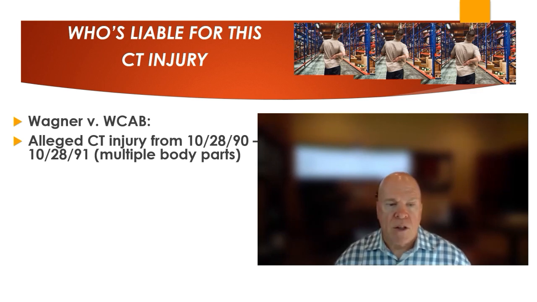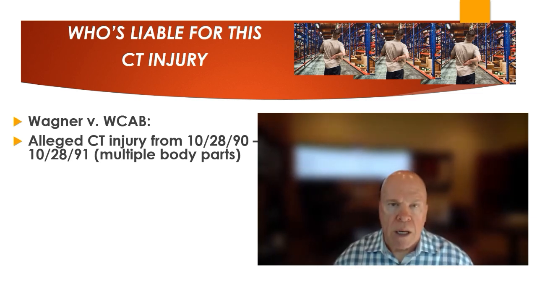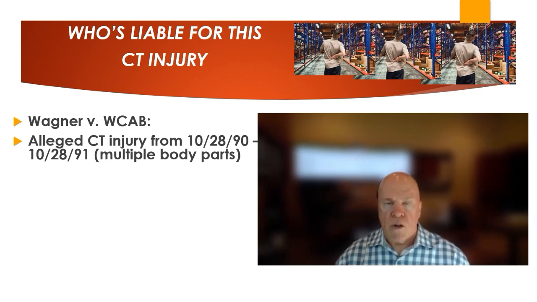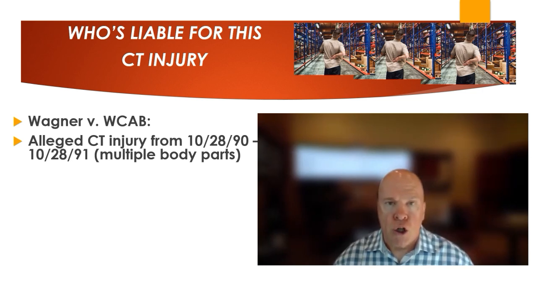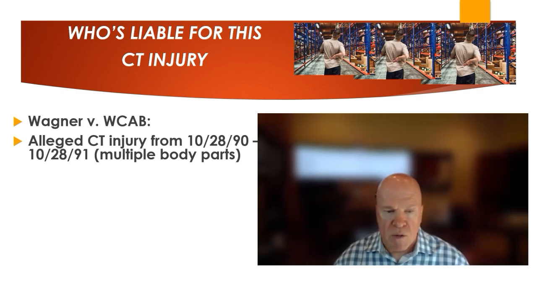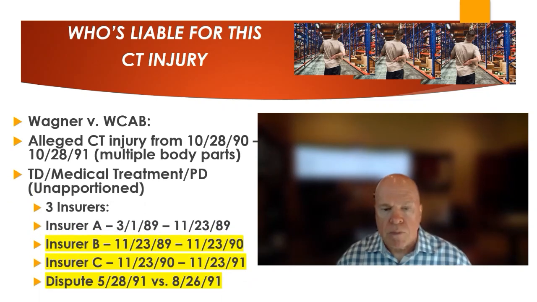So in the Wagner case, Wagner, the worker, alleged a cumulative trauma injury from 10/28/1990 to 10/28/1991. The injury was alleged to be to multiple body parts. So as we know, liability for cumulative trauma injuries is assumed by the insurer over the last year of the cumulative trauma exposure. Okay, so this was the last year of the cumulative trauma exposure. Well, you can imagine that the period of cumulative trauma exposure can be an issue in dispute.